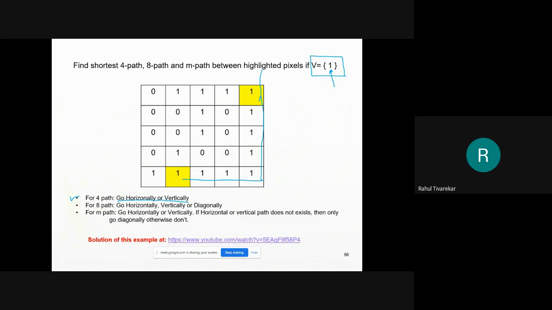We have to show direction. So you can use arrowheads, one or two arrowheads, just to represent from where to where I have found this path. So what is the length of this path? You just count the number of steps. This is one, this is two, this is three, this is four, this is five, this is six, and seven. So there are a total of seven steps we took to move from P to Q, and hence the length of this path is seven. We will discuss the rest of the things about 8 path and M path in this example in our next lecture.